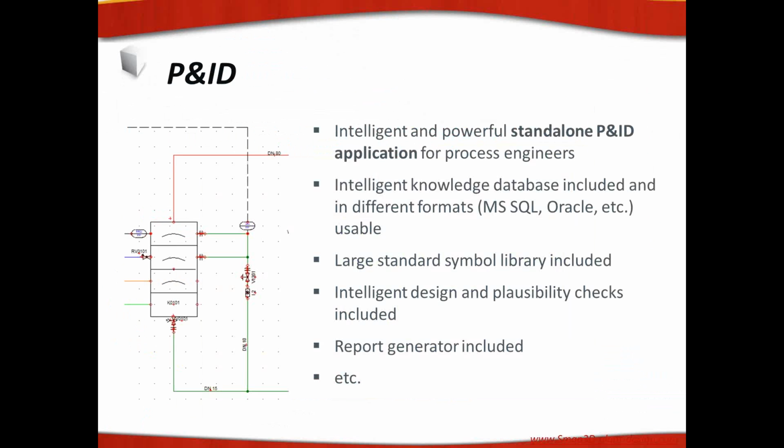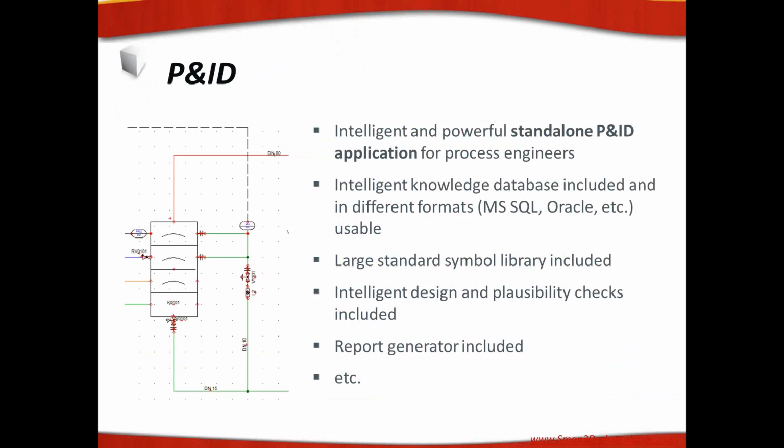The PNID package, as I mentioned, is primarily the 2D solution where it is giving you the availability of a large library data set where you can drag and drop symbols, locate them, position them, and then essentially sketch the piping that's involved between the different components and integrated solutions. So it is an intelligent and powerful standalone PNID package. As I said before, you can purchase that as a standalone application if you wish, all by itself.